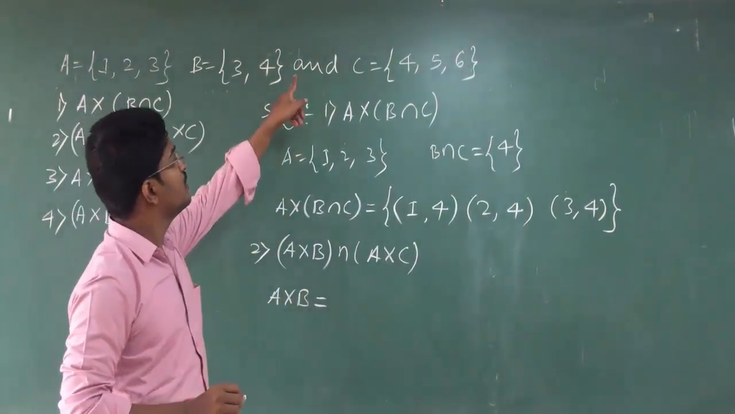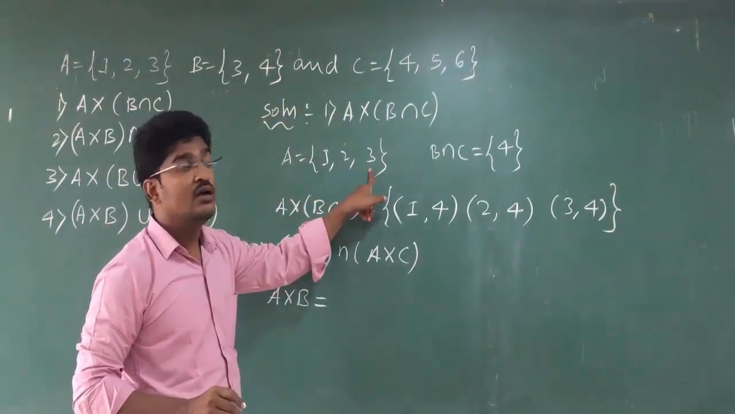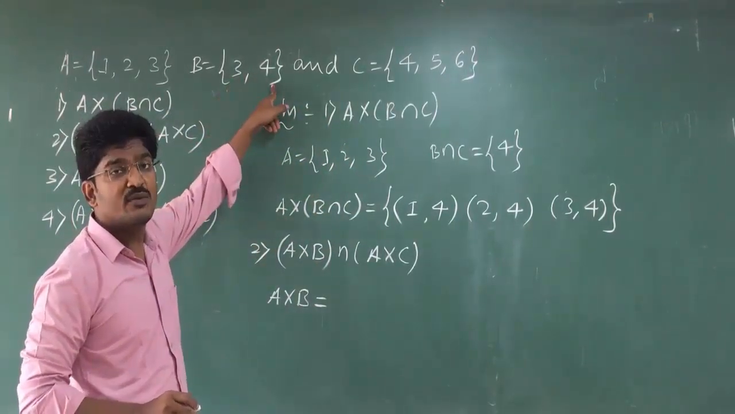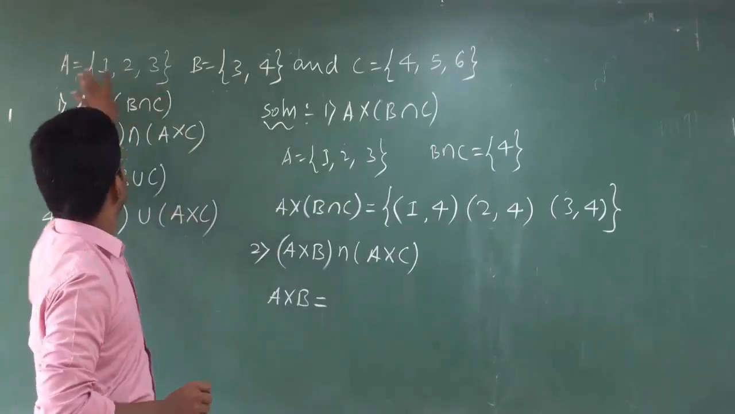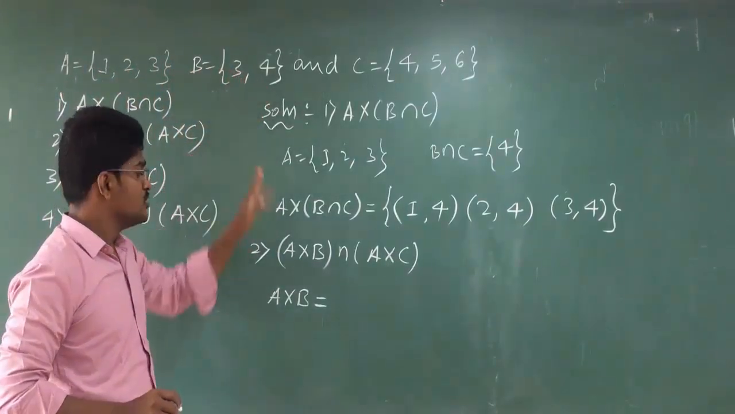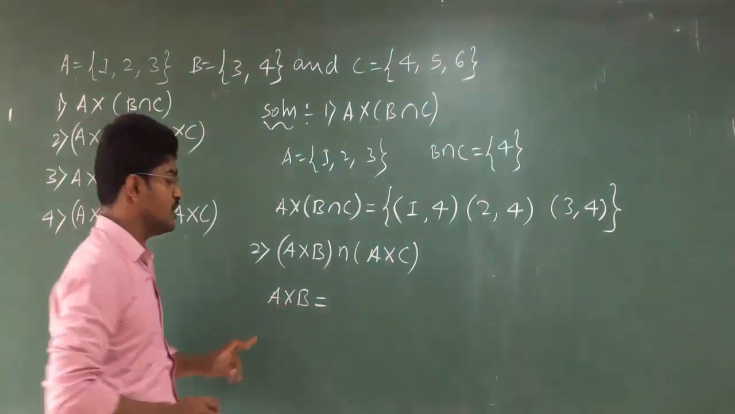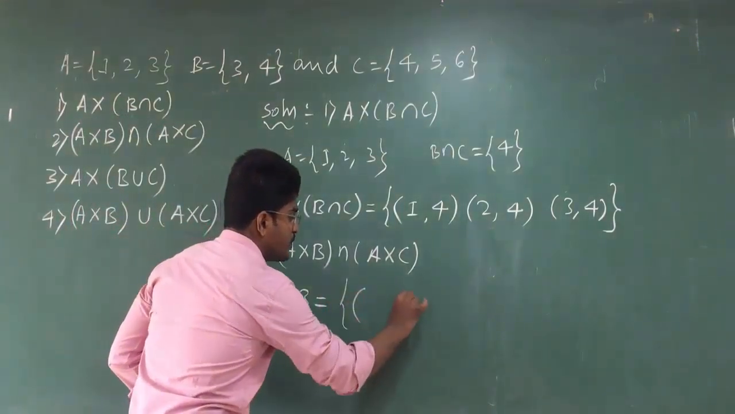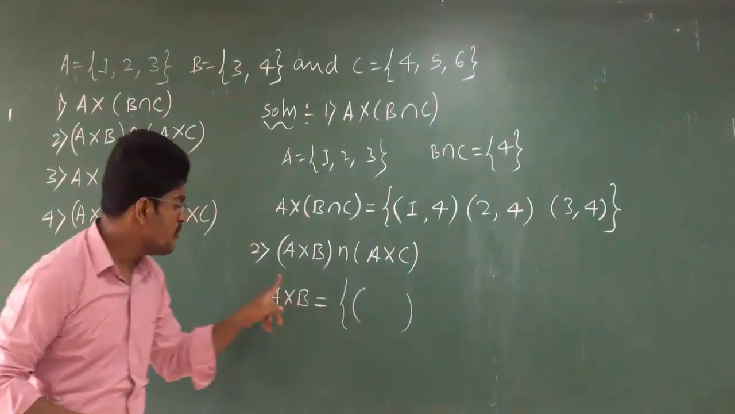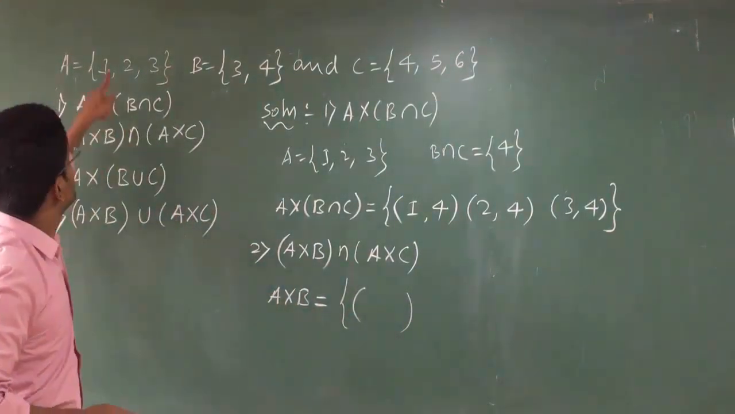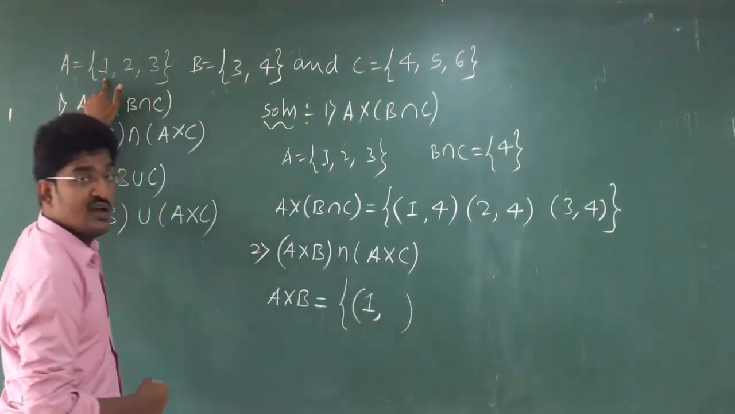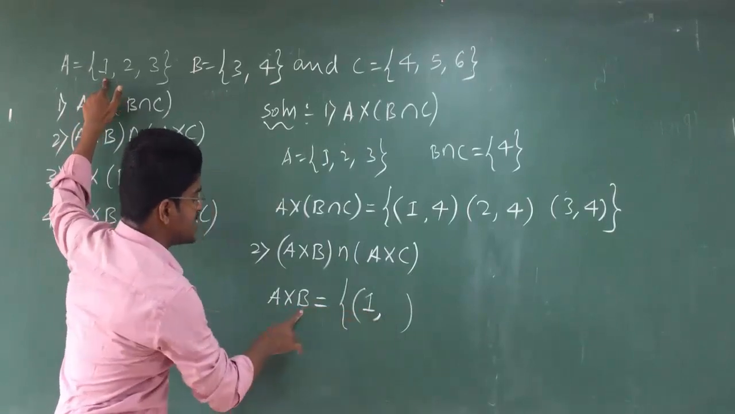What is A? See here, 1 2 3. What is B? 3 4. Are you getting my point? A is 1 2 3, B is 3 4. Clear? So first I will write A cross B, a collection of ordered pairs. Which type of ordered pairs? First element from the first set. So in A, what is the first element? 1. Clear? So the second element from the second set.